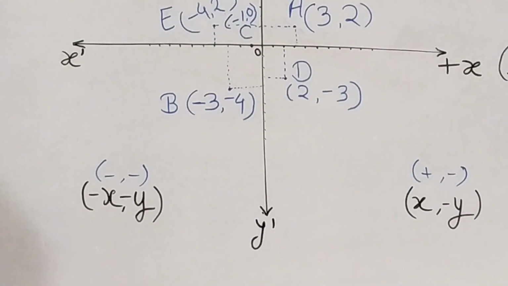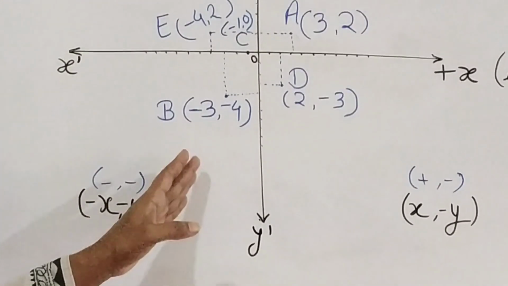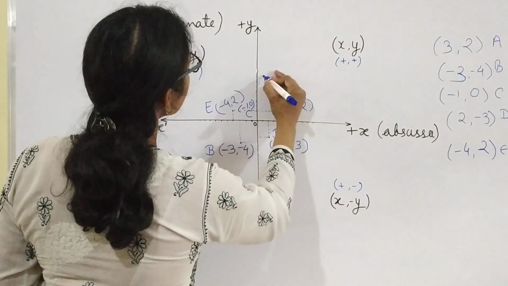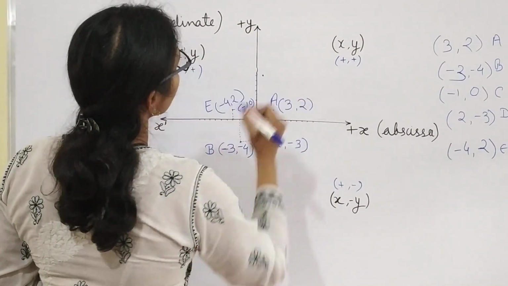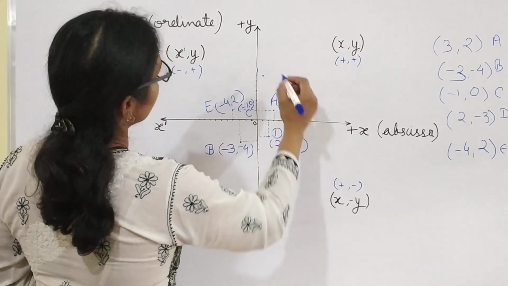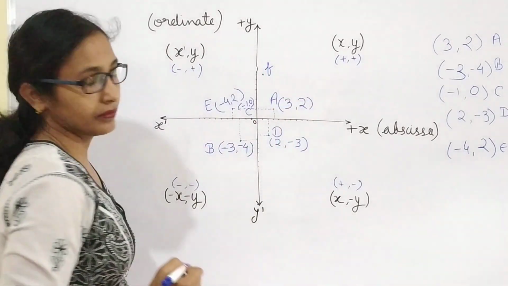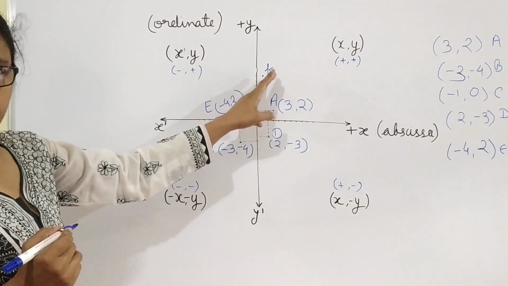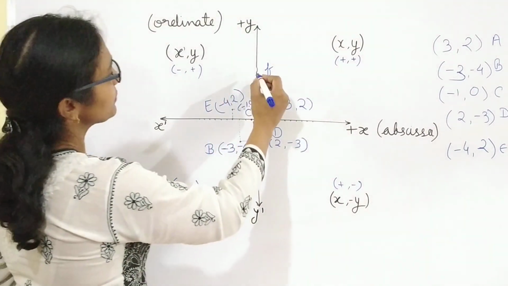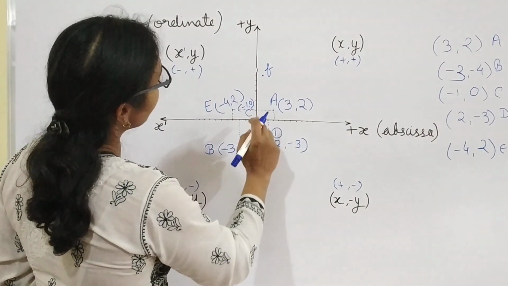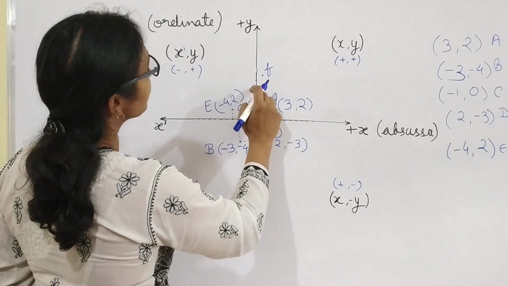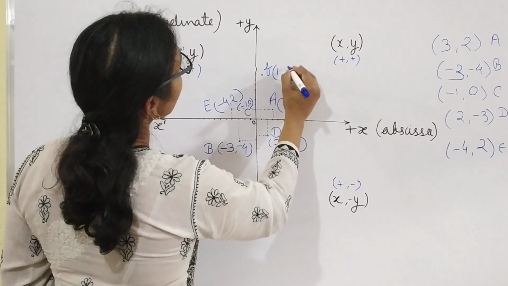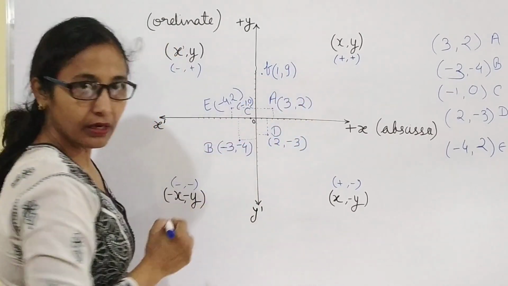Now I am explaining another example in the same figure. If any point is located here, call it F. How will we find the coordinates of this point? The coordinates of this point will be 1 and 1, 2, 3, 4, 5, 6, 7, 8, 9. So the coordinates of this point become (1, 9).